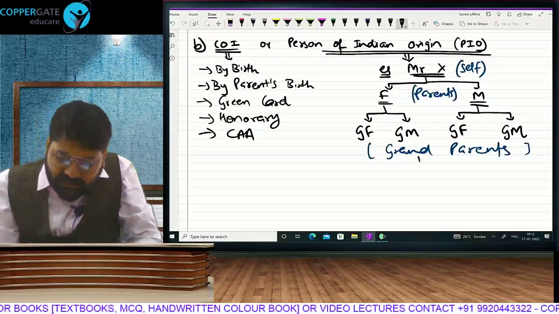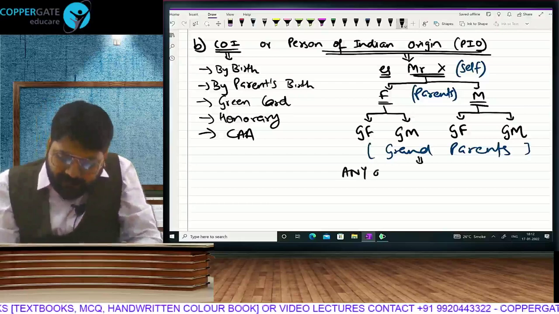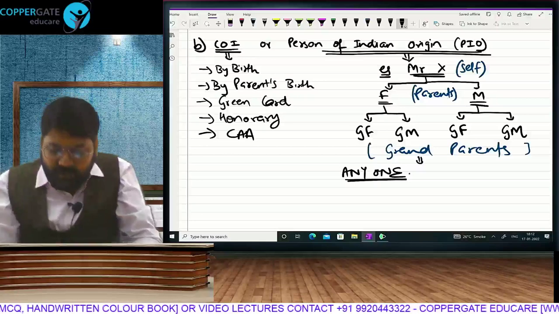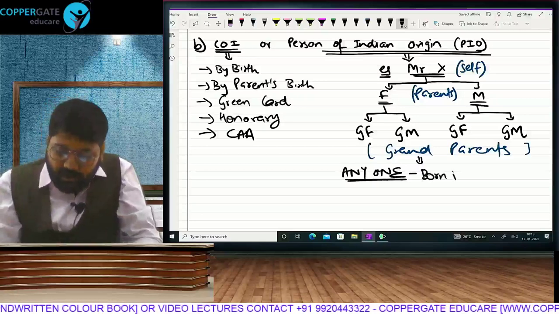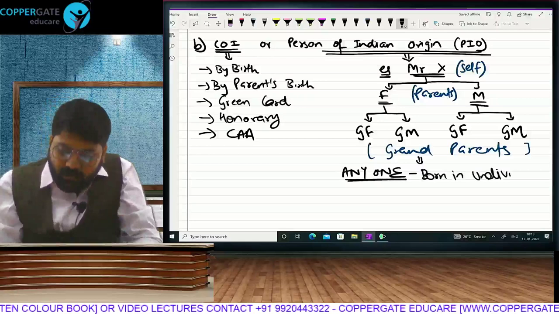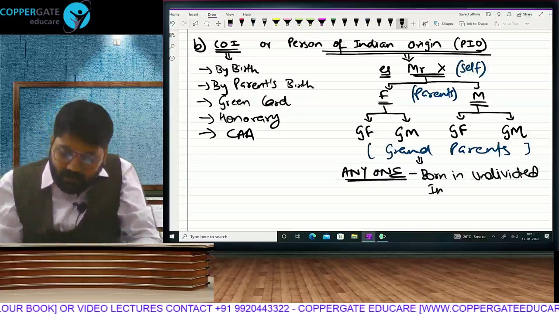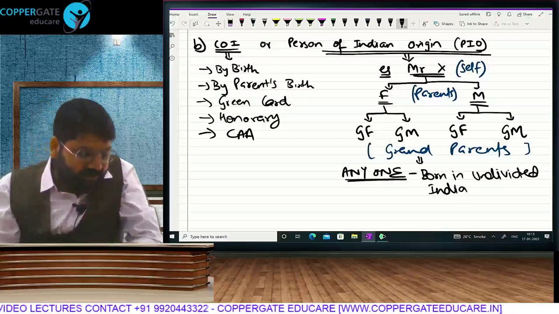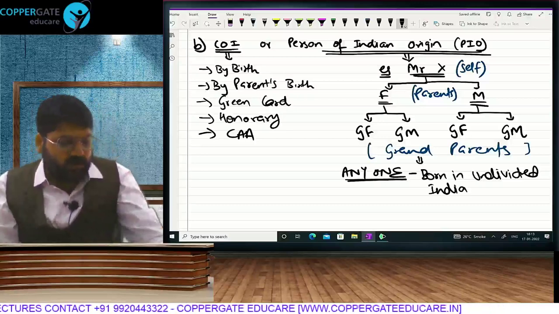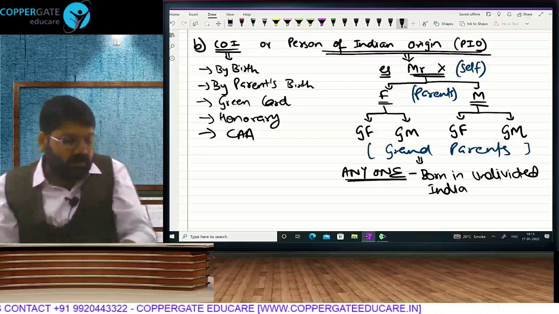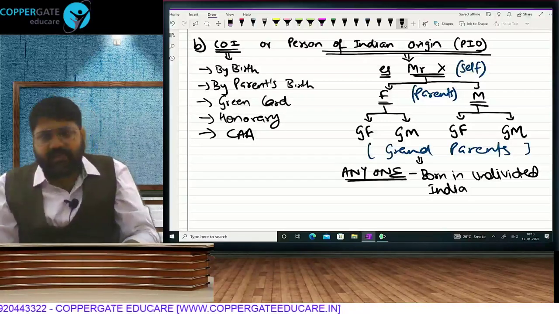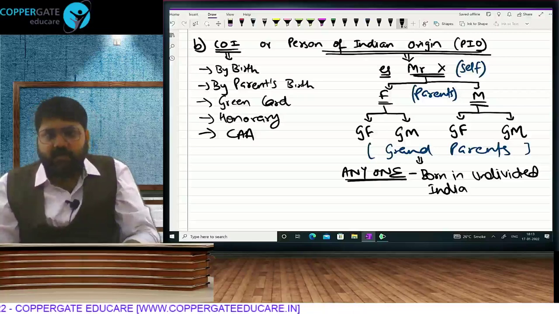Out of these seven people, if any one also, any one only, was born in undivided India. Out of these seven people, if any one was also born in undivided India. Out of seven people, anyone born in undivided India.